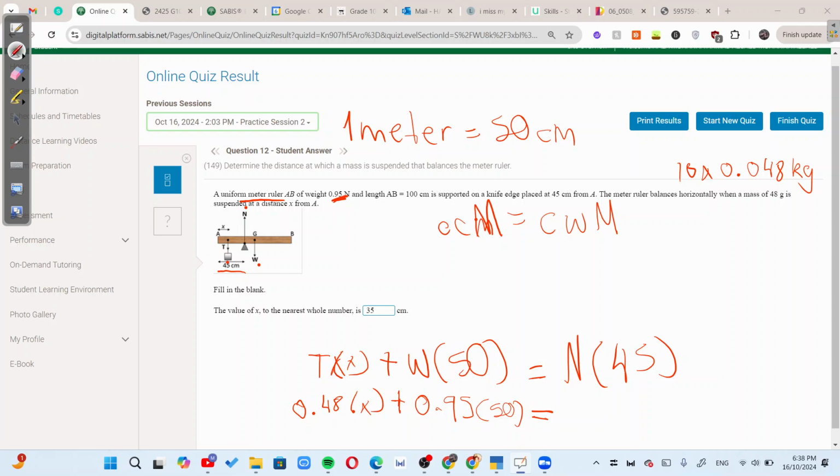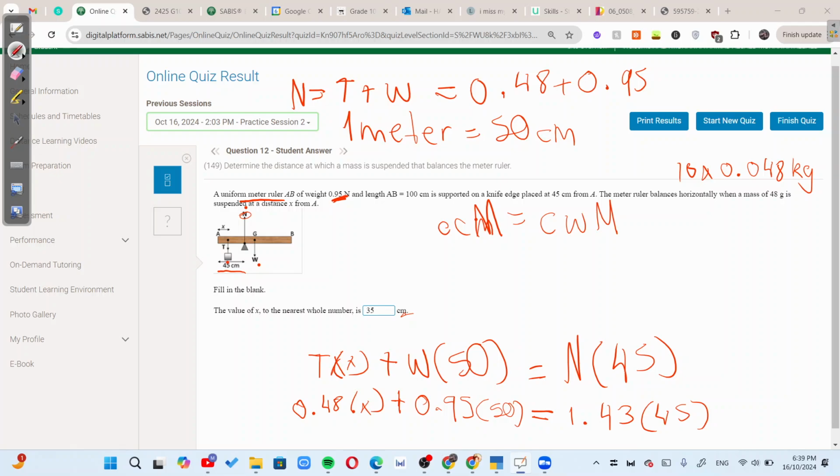Equals N. Now we know that T and W are going down, and N is the resistant force, the normal. So N equals T plus W. So you do 0.48 plus 0.95, and you get N equal to 1.43, times the distance, which is 45 centimeters. By the way, you don't change centimeters to meters here because they want the answer in centimeters. So now we have to actually multiply our values.